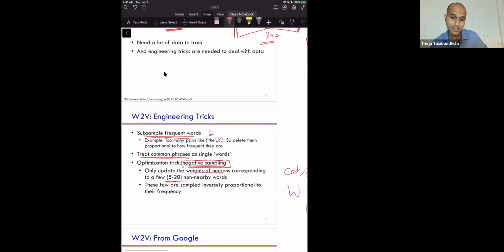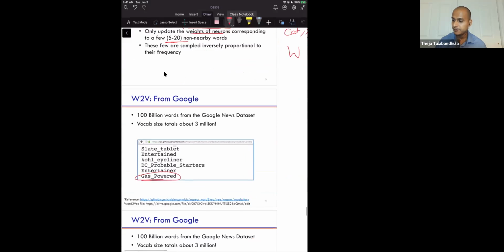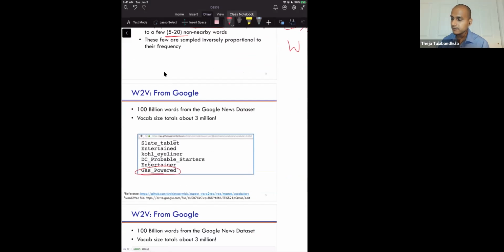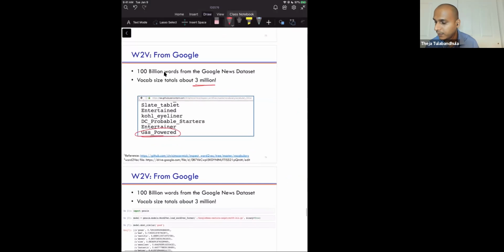Anyway, these are the tricks they employ to deal with the dense W matrix, because if you think of the vocabulary size times, let's say, 300 or whatever number of dimensions they chose, it's going to be a really huge matrix to work with in terms of updating. The vocab size is actually 3 million, and you can look at the words or word phrases in the vocabulary in the snapshot.